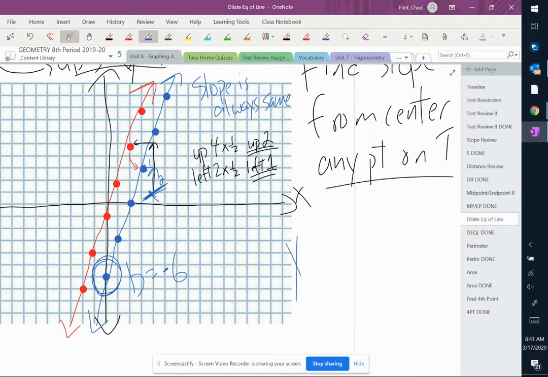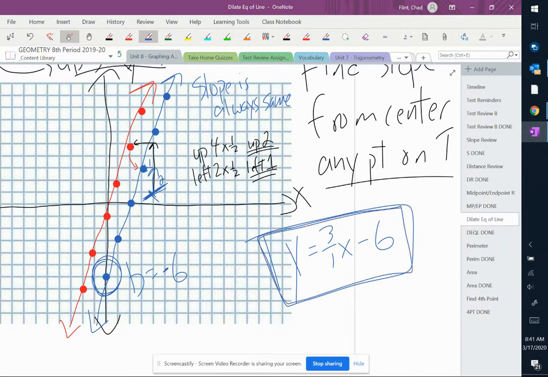So my new equation is going to be not 1/2 x, sorry, 3/1 x minus 6. Confusing, a little bit, but basically leave the slope the same, move one of the points in the line, and then plot a new line. There's some more examples down farther that you can try out to make sure you know how to do this.